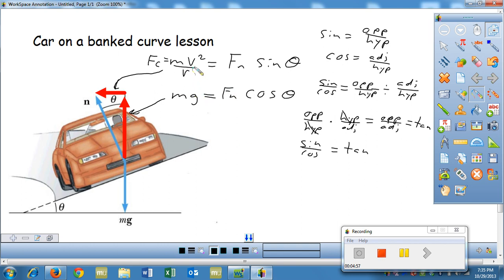This is the trick we're going to use to simplify this whole situation, because what we're going to do is take this equation over this equation. So we're basically taking mv squared over r divided by mg equals Fn sine theta divided by Fn cosine theta. You see, because this equals this and this equals this, we can say that this one over this one equals that one over that one. We're just dividing equals by equals.